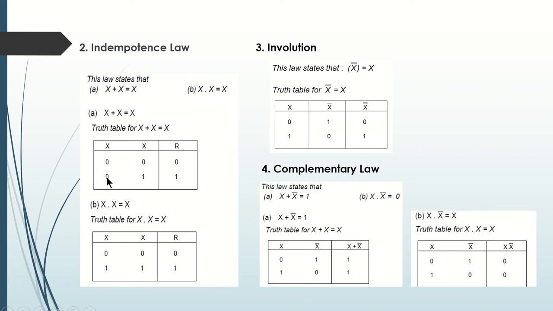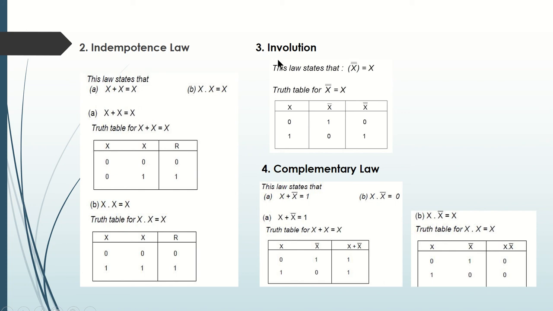So 1 plus 1, the value is 1 only. Similarly, if the value is 0 and 0, x dot 0 dot 0 is 0, and 1 dot 1 is 1. So this is your idempotence law. When both the inputs are identical, the output is the same. That is what it says.